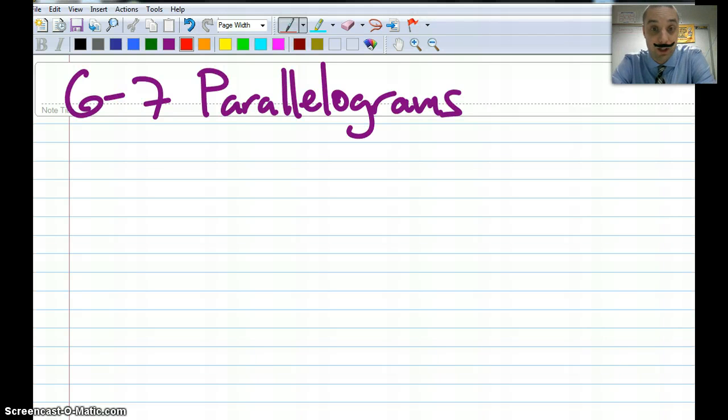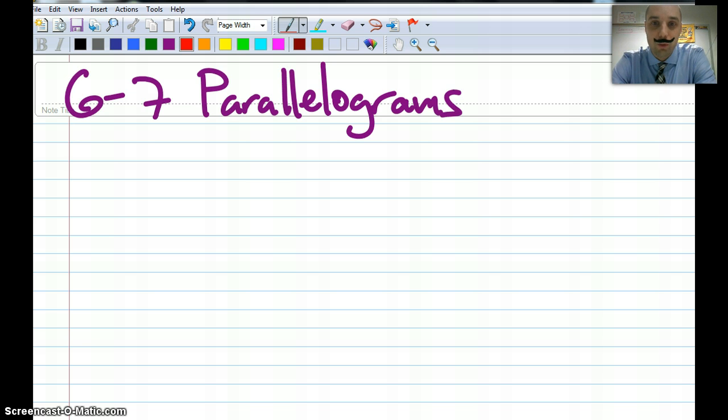We're in Chapter 6, Lesson 7, and the heading is Parallelograms. Your learning target today is that you'd be able to find all angles of a parallelogram, of which there are 4, if you're only given 1, and the second part is that you'd be able to find the side lengths of a parallelogram. If you're given 2 sides, you'll need to find the other 2 sides.